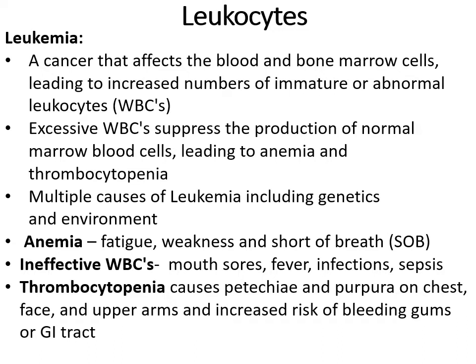Bleeding gums can be a sign of thrombocytopenia, or bleeding within the gastrointestinal tract, which could lead to vomiting of blood, called hematemesis, or rectal bleeding, which, if it's coming from your stomach, we call melena.